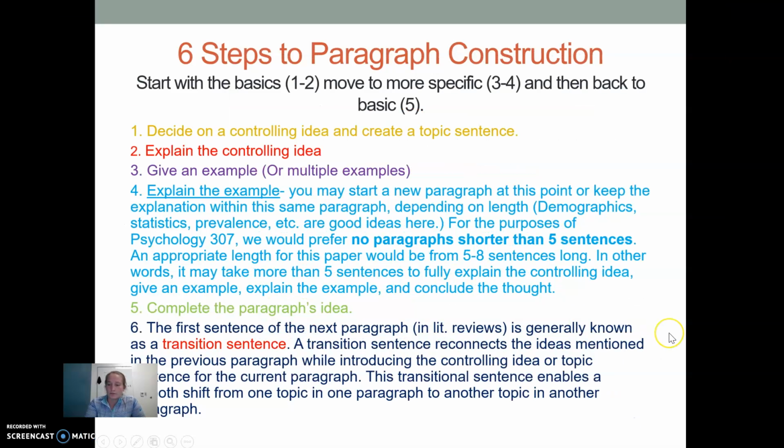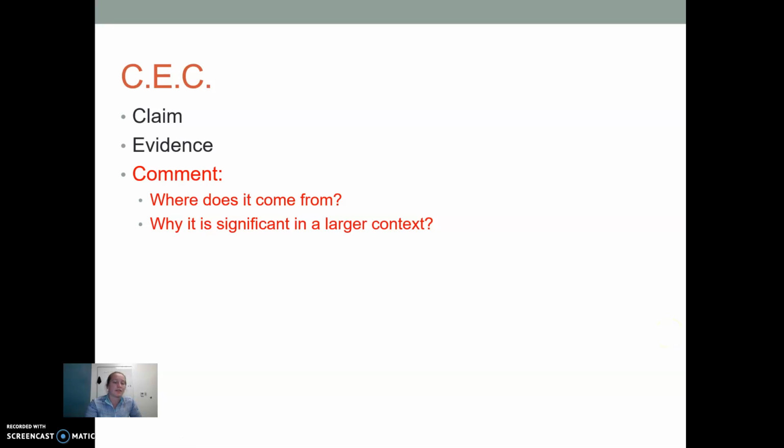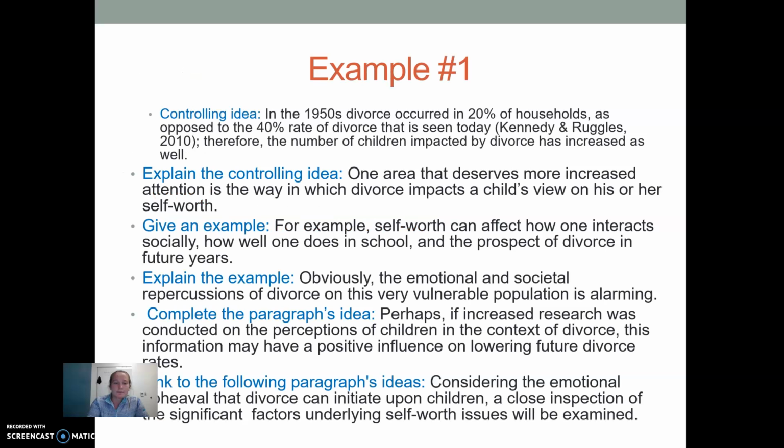So we'll go back into this. Next is kind of an idea of claim, evidence, and comment. It goes along with the structure we just showed you, the 6 steps. And it looks like this. So you'll have the controlling idea, and then you'll have the evidence. So that's the examples. Basically, claim, evidence, comment is kind of a condensed 6-step. It's 6 steps down to 3. But you're still going to always want to give the controlling idea, explain it, give an example, explain it, and then complete the paragraph. And here's an example you can read through.